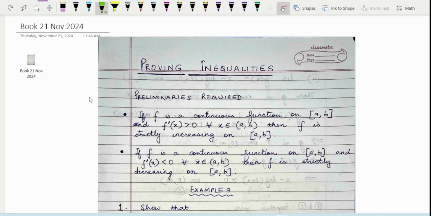Today in this video we are going to learn about proving inequalities. So let us see how to prove certain inequalities on subsets of R. There are certain preliminaries which are required for us to prove such inequalities. One of them is that if you have a continuous function defined on a closed interval whose derivative is strictly positive, then the function is strictly increasing on the domain.